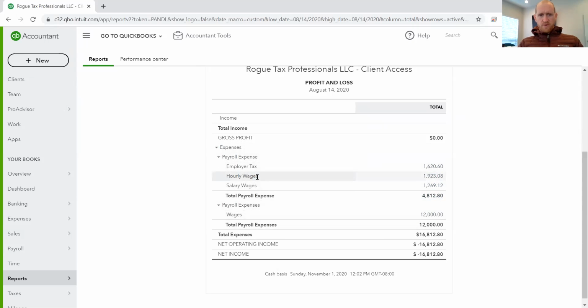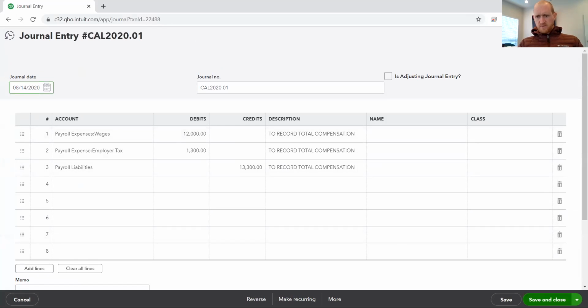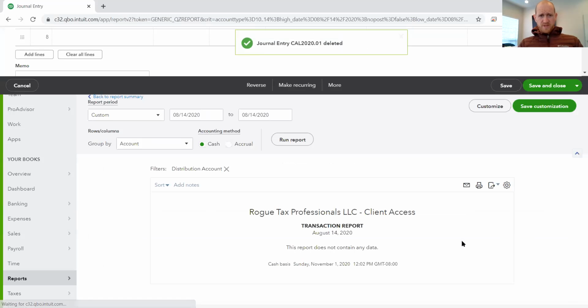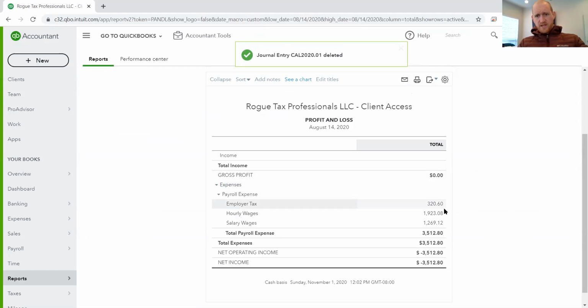Payroll expense, hourly wages. Ignore this one. This one, you know what? I'm going to delete this. This is one that I was using as an example, so I have two of them in there. We don't want two. We just want it one time. So here it is. Of course these would be much higher if I entered all of them, but you can see here's my salary wages, my hourly wages, and my taxes.